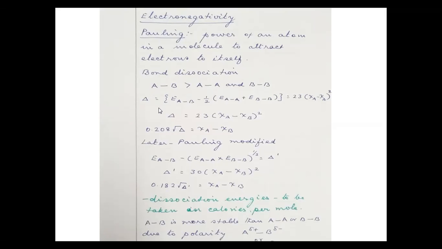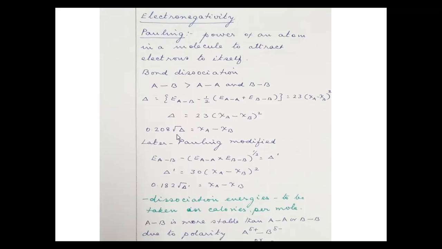And he proposed an empirical equation: delta, that is the difference in the bond dissociation energies, is equal to the bond dissociation energy of AB minus half into the sum of the bond dissociation energies of AA plus BB, and which is equal to 23 into the difference of electronegativities squared. So this was the empirical formula proposed by Pauling, and he simplified it and found that 0.208 square root of delta is equal to chi A minus chi B.